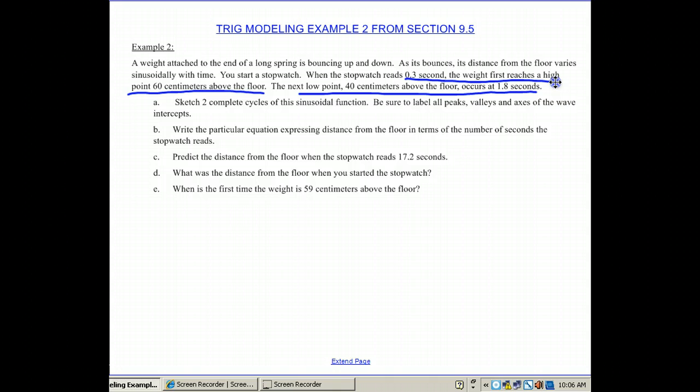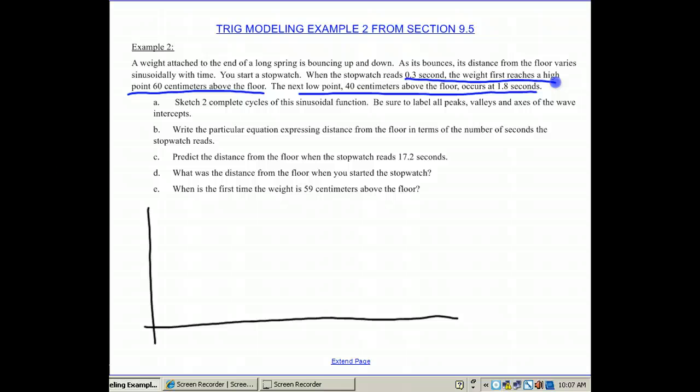Now the first thing it asks us to do is to sketch 2 complete cycles of this sinusoidal function. We want to label everything we can from this information. So what I would do is just start off, let's sketch ourselves a graph, and get all the information on this graph that we know for sure. And all we know is really what we just underlined in our paragraph.